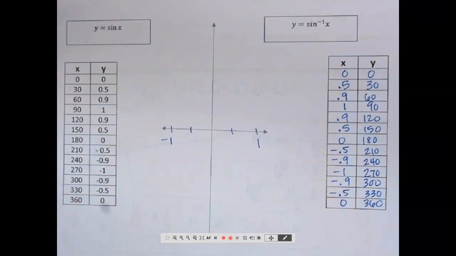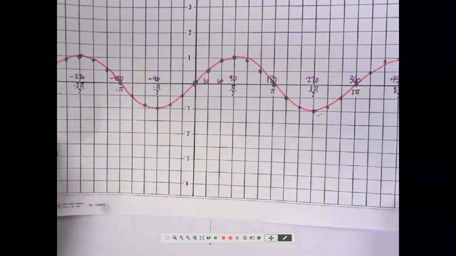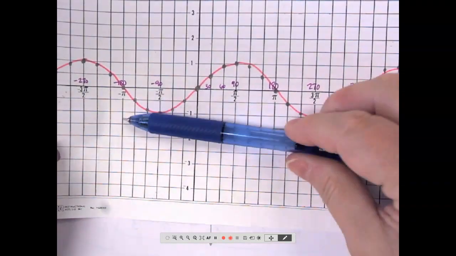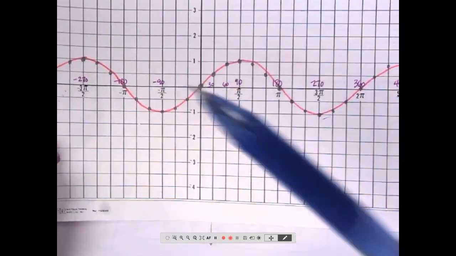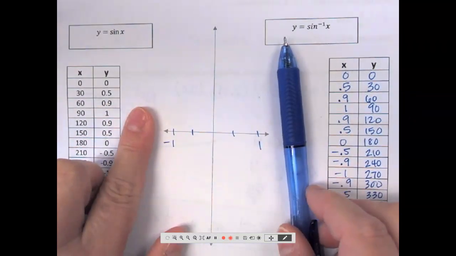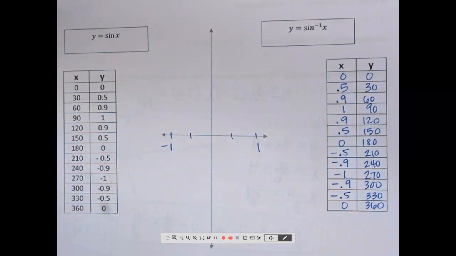Okay, doesn't that already make sense? Because when we graphed sine, the y values went between -1 and +1. But this is the inverse. So now the domain should only go from -1 to +1. So it makes sense so far.